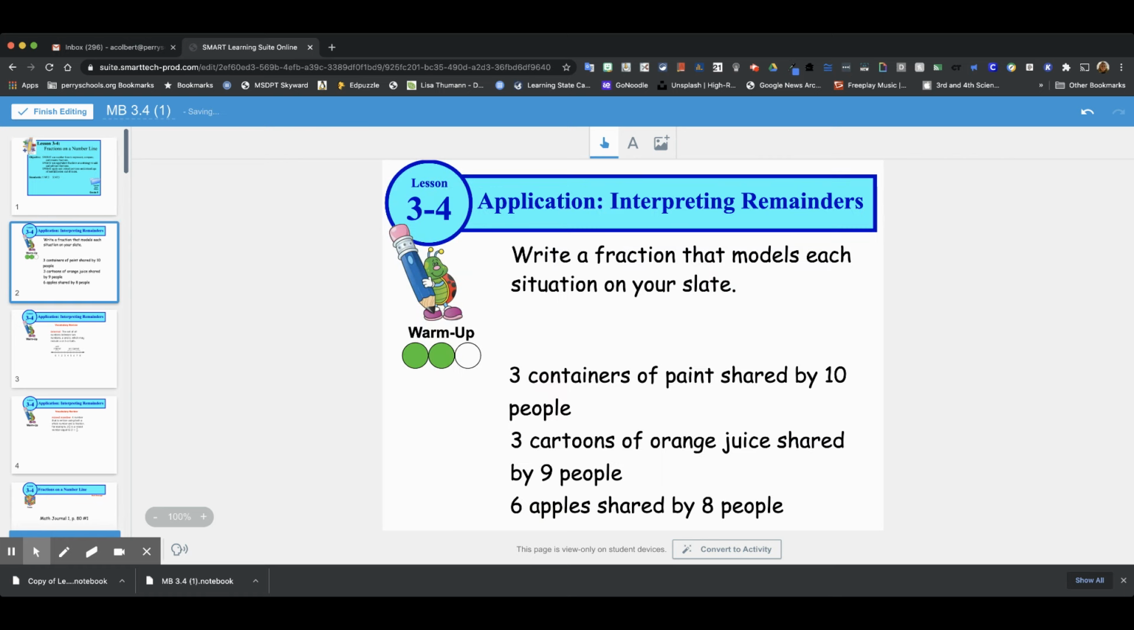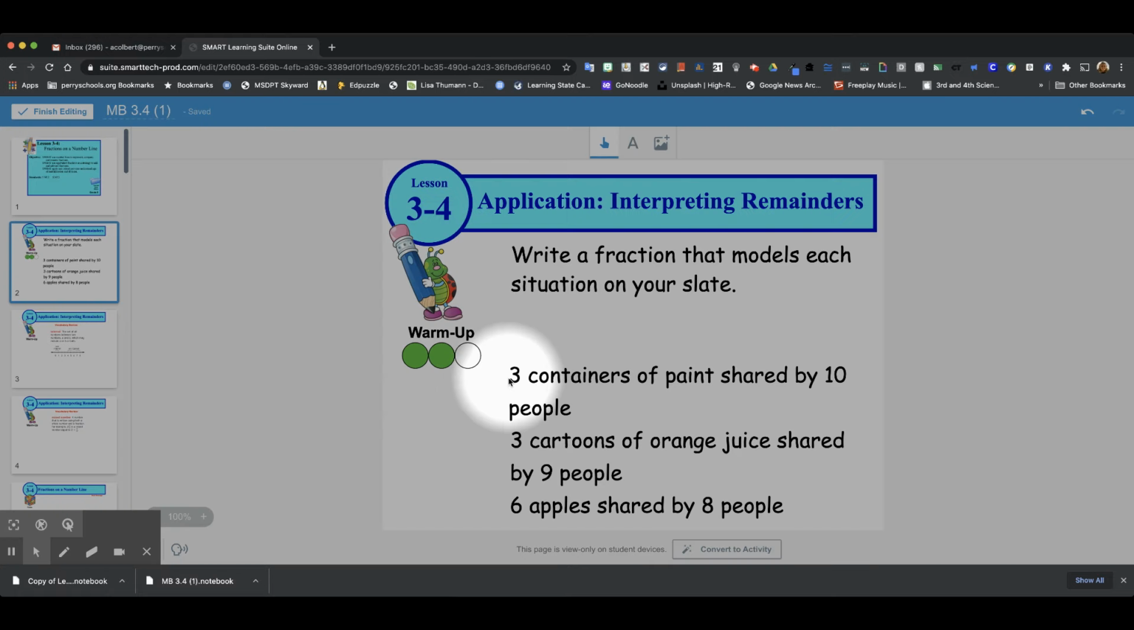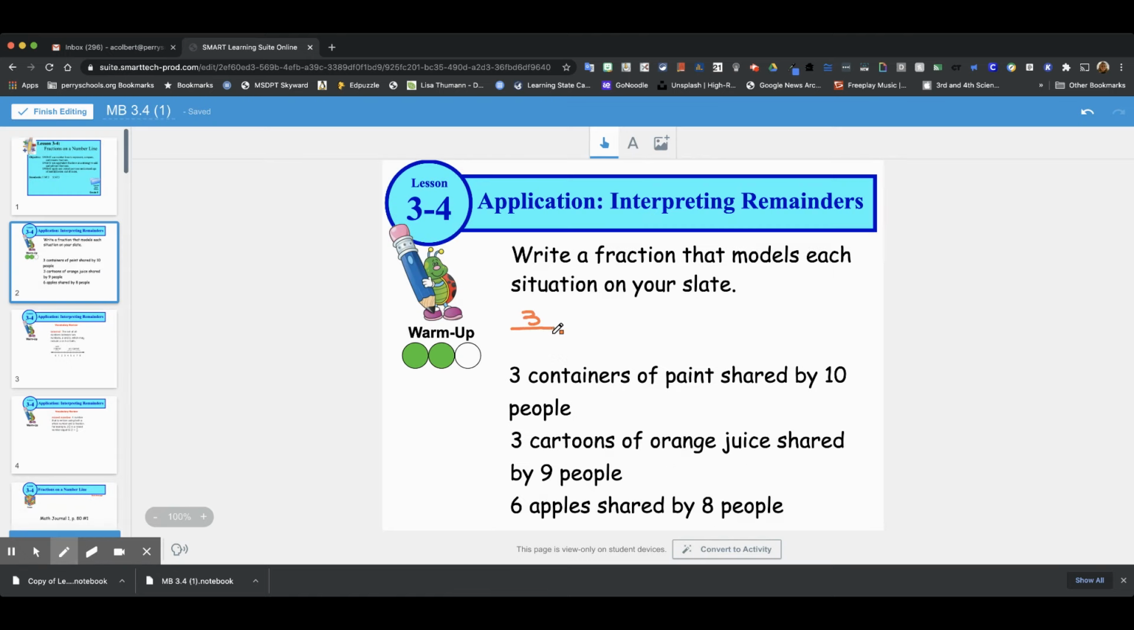As a warm-up here, we've got 3 different situations. So on a slate or on a piece of paper, I want you to write a fraction that models each situation. The first one: 3 containers of paint shared by 10 people. Hopefully you got 3 shared by 10 people.